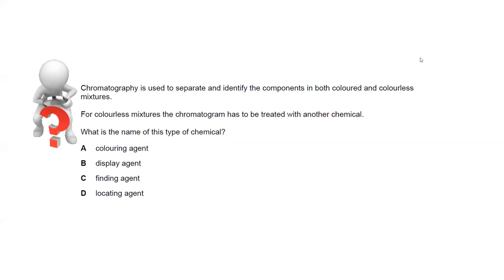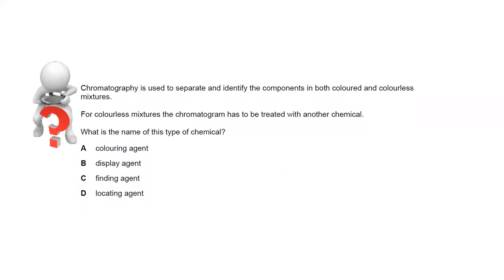Another question. Chromatography is used to separate and identify the components in both colored and colorless mixtures. So it can be used to separate the components in colored and colorless substances. For a colorless mixture, the chromatogram has to be treated with another chemical. What is the name of this type of chemical?